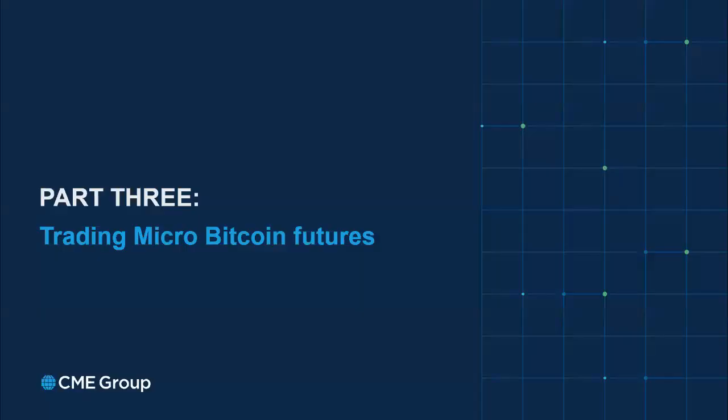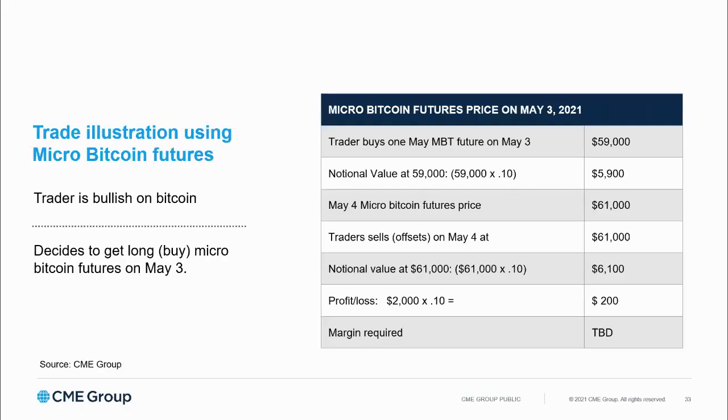Okay, so let's take a look at trading micro Bitcoin futures and some scenarios that can play out if you were to trade these contracts. Here's an example of a trader who's bullish on Bitcoin, and this trader decides to go long. They want to buy some micro Bitcoin futures contracts on Monday, May 3rd. Cash Bitcoin is trading at $59,000, so this trader wants to buy one May micro Bitcoin future on May 3rd. The notional value of that micro contract will be $5,900.